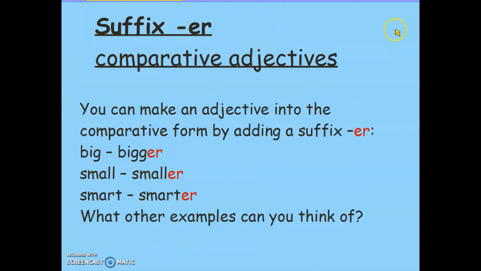Finally, the suffix can also be used to compare things. It can be a comparative adjective. For example, big, if you add the suffix on, becomes bigger. Notice that we had to double the consonant. You could compare someone. I am bigger than my sister. Small, with the suffix becomes smaller. Smart, with the suffix becomes smarter. Can you think of some other examples of comparative adjectives containing the suffix? Write these in your book now.